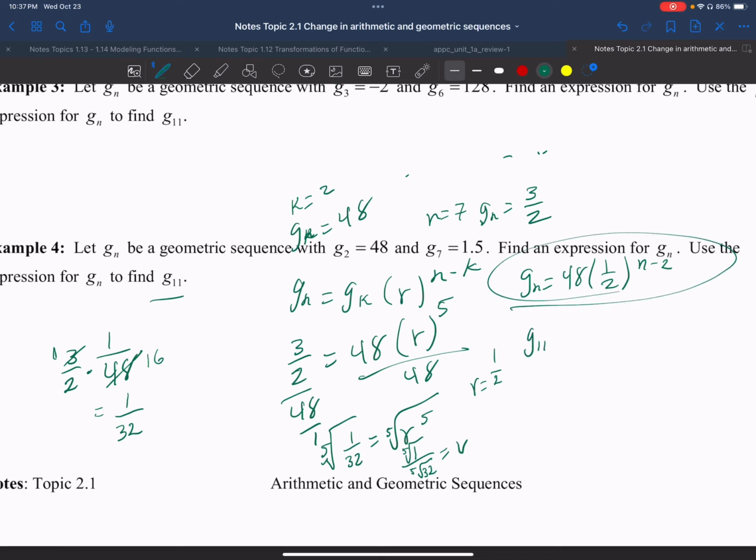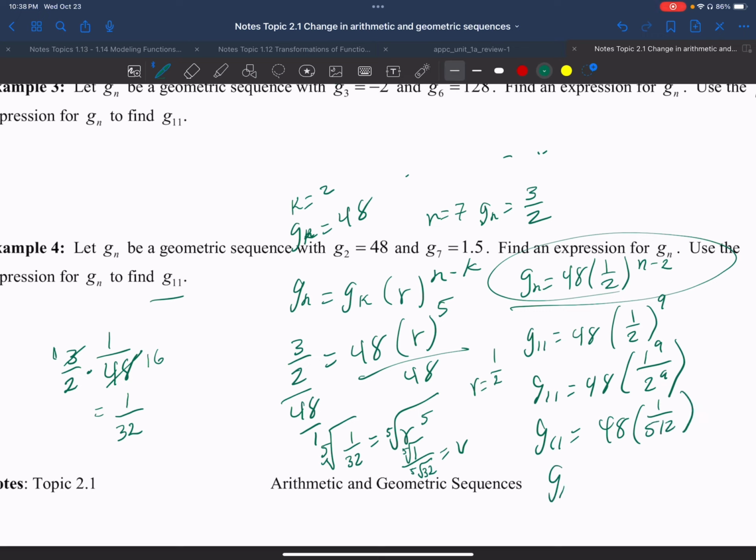And then I'm finding g sub 11, which is 48 times 1/2 to the power of 11 minus 2, which is 9. After that, g of 11 equals 48 times 1 to the 9th over 2 to the 9th. So when I do this, I get g sub 11 equals 48 times 1 over 2 to the 9th, which is 512. Then g sub 11 equals 48 divided by 512. Again, I'm going to leave it like that. You can try to simplify, but if you simplify wrong, you'll get the wrong answer.